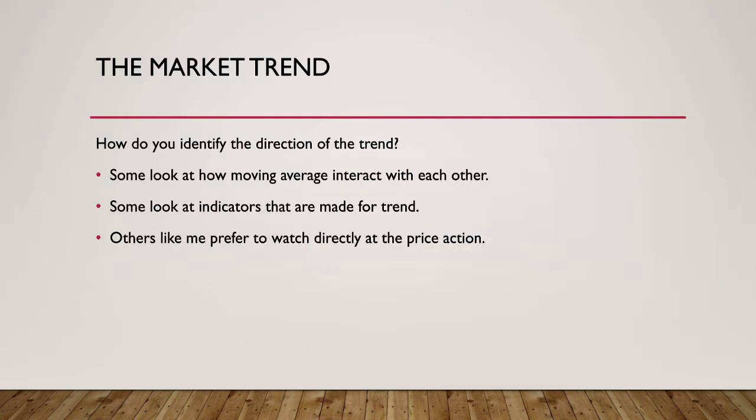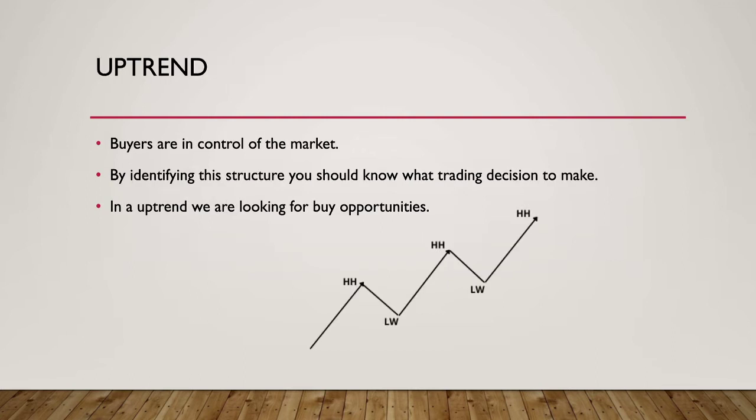So the market trend: how can we identify the direction of the trend? Some people like to look at the moving average, for example exponential 8 and 14, and how they interact with each other. Some look at indicators that are made for trend, and others, like me, prefer to watch directly at the price action. For example, in the uptrend, buyers are in control of the market, right? And by identifying this structure, you know what decision to make. You know, okay, I shall look for buy opportunities.